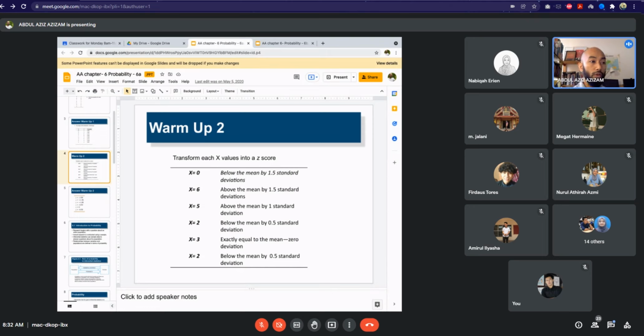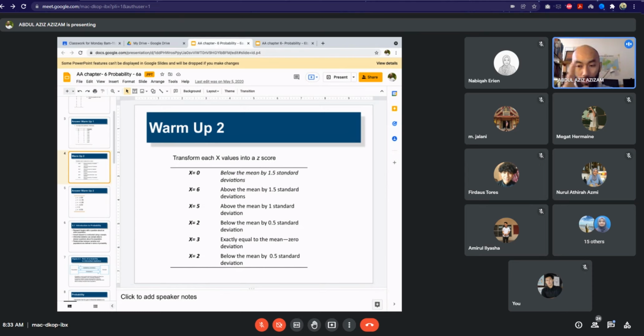Okay, so make sure you are familiar with the Z-score and normal distributions. Today we're going to learn about probability. It's a little bit more complex in terms of the theory behind the calculation, the theory behind this topic.